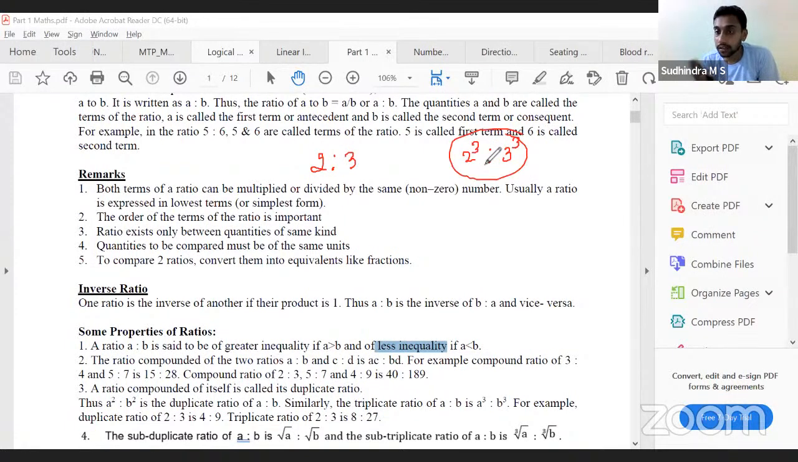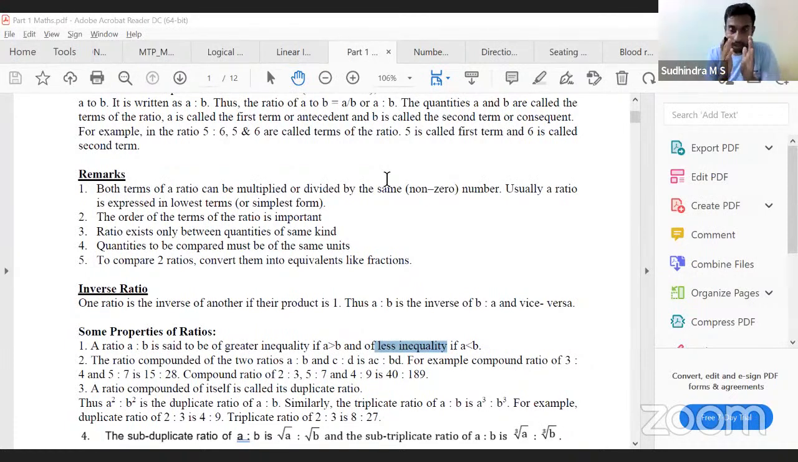If we square the terms, we call it duplicate ratio. If we calculate the cubes of the terms, we call it triplicate ratio. If we calculate the square root of the terms, we call it subduplicate ratio. And the cube root of the terms, we call it subtriplicate ratio.